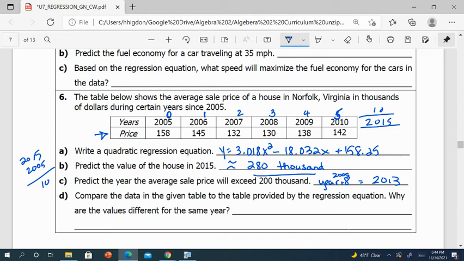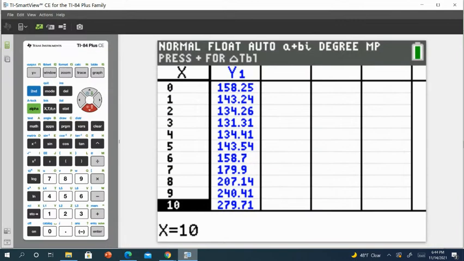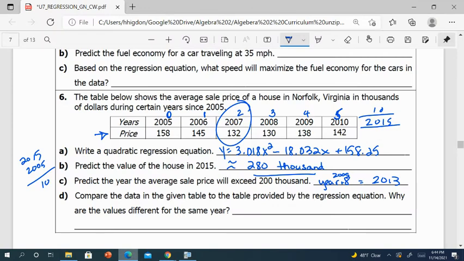Part D says compare the data in a given table to the table provided by the regression equation. Why are the values not the same for the same year? So let's look at year 2, for example. Year 2, according to my table, says 132,000. Year 2 on my table of ordered pairs is 134,000. So the biggest difference that you have here is that the regression equation is a prediction.